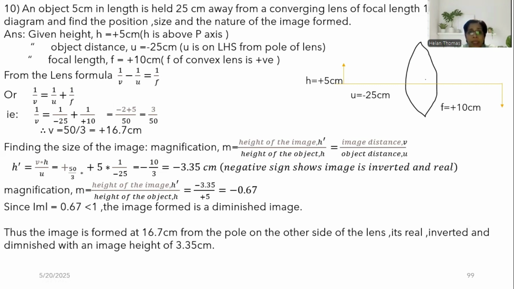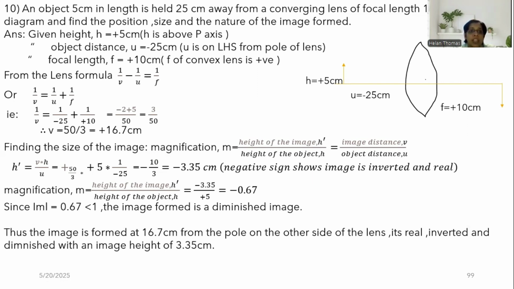Height of the object is going to be plus 5 centimeter. Why? Height of the object is positive. That is your reason. Object distance u is equal to minus 25. Object distance is always negative. So that is your reason. Focal length f is equal to plus 10 centimeter. Why? The focal length of a convex lens is always positive.